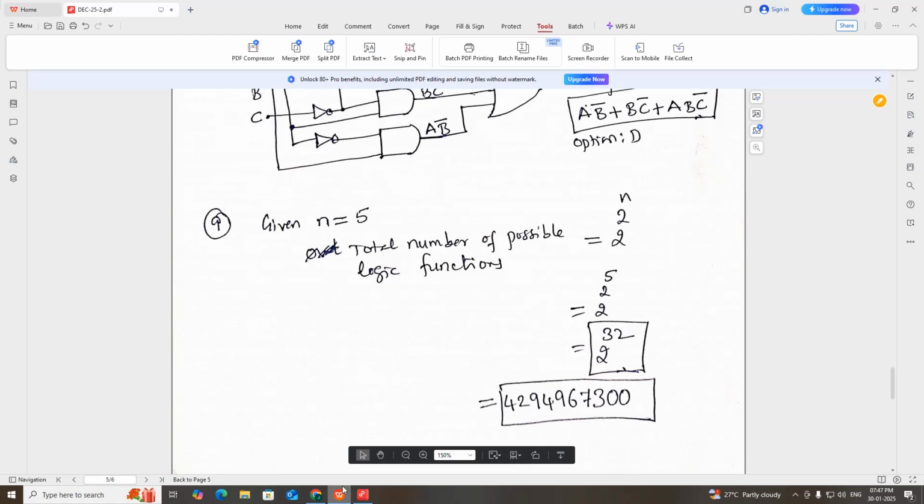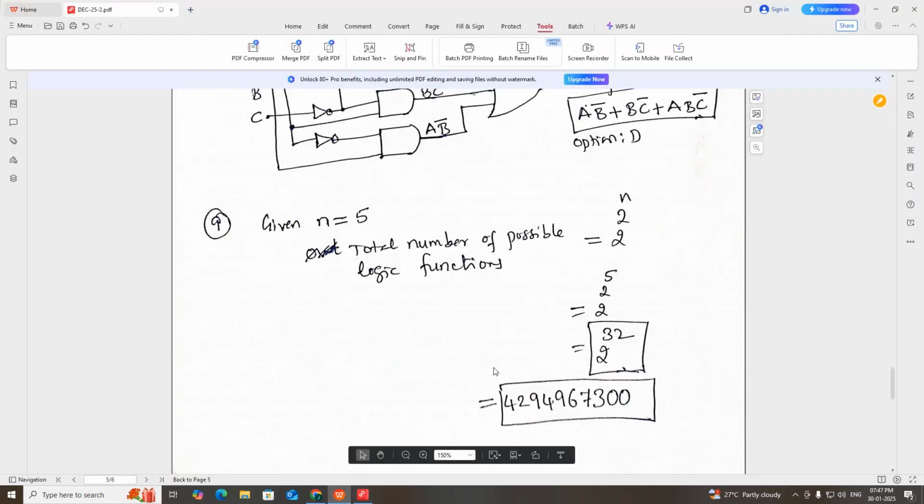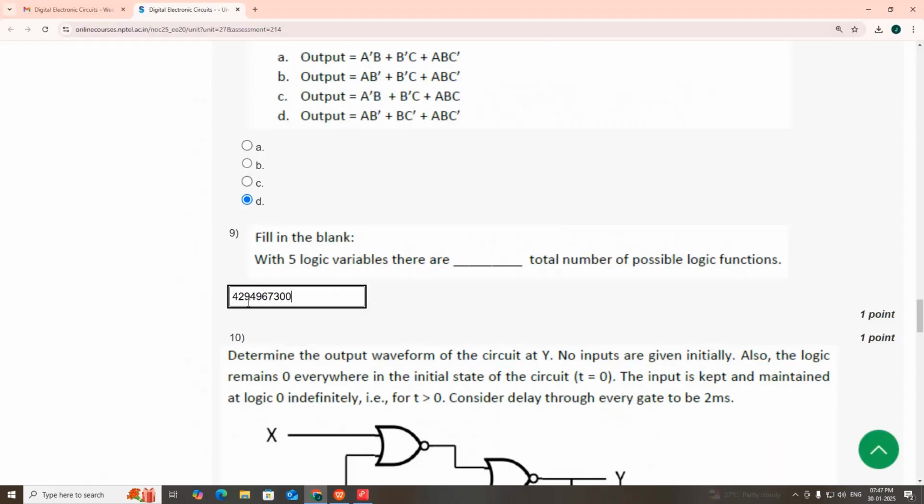429496, 7300. So what you have to enter is 4294967300. Let us check. 4294967300. That is the answer.